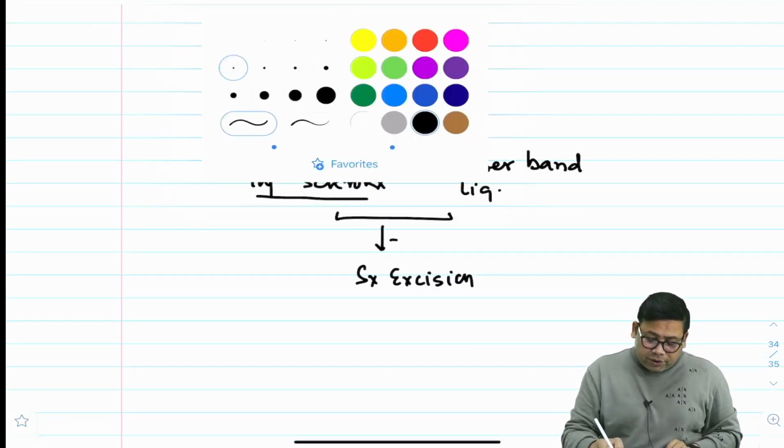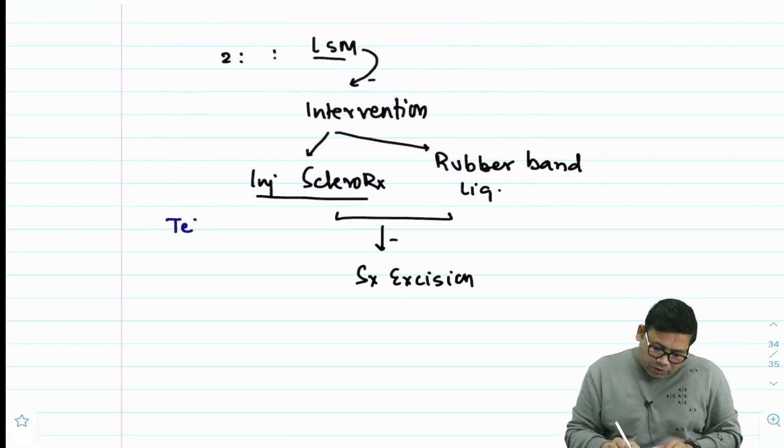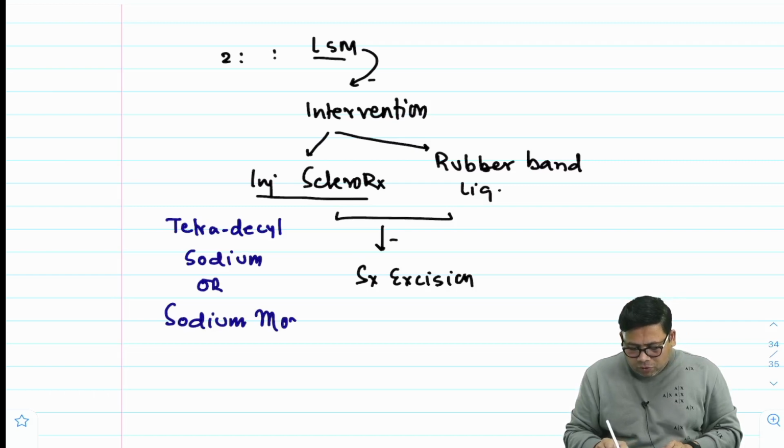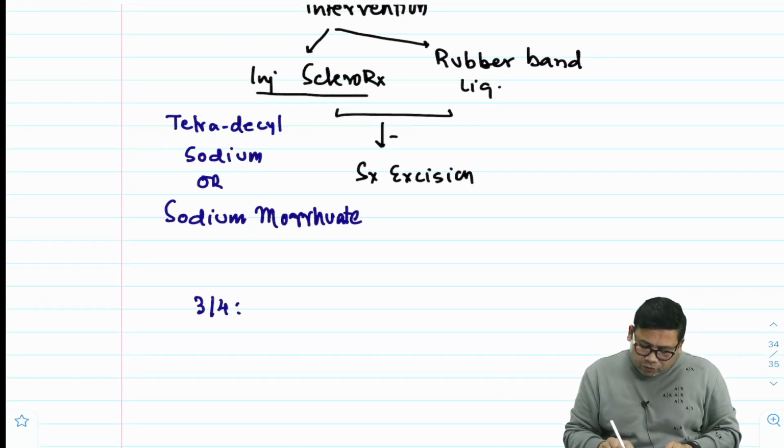Now there are 2 questions related to injection sclerotherapy also. What is the sclerosant that we use? So sodium tetradecyl sulfate, this is one. Or you can say sodium morrhuate. This is very, very important, sodium morrhuate. Then if it is grade 3 and grade 4, then you have to go for surgical excision.